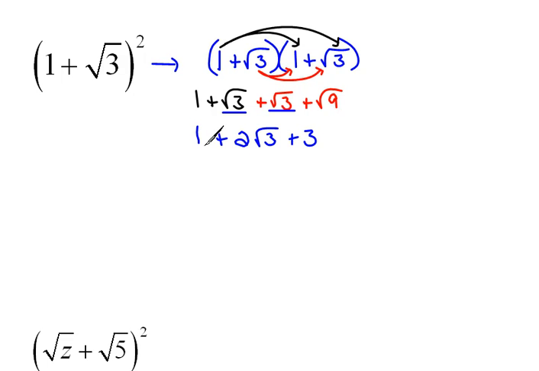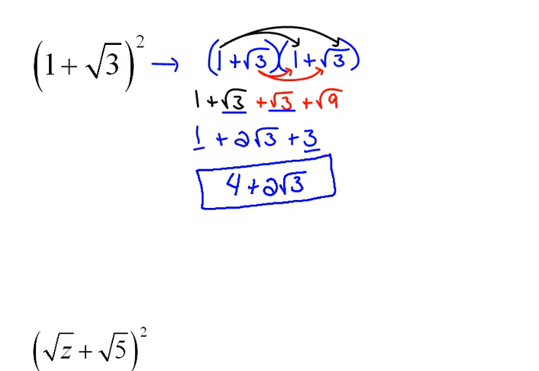Now we're not done because we can actually go ahead and combine like terms again. We have a 1 and a 3, so that would be 4 plus 2 square roots of 3. This is our final answer. We can't combine anything further. We can't simplify anything further. But that is quite a bit of difference between just squaring the 1 and squaring the radical 3. So don't make that mistake.